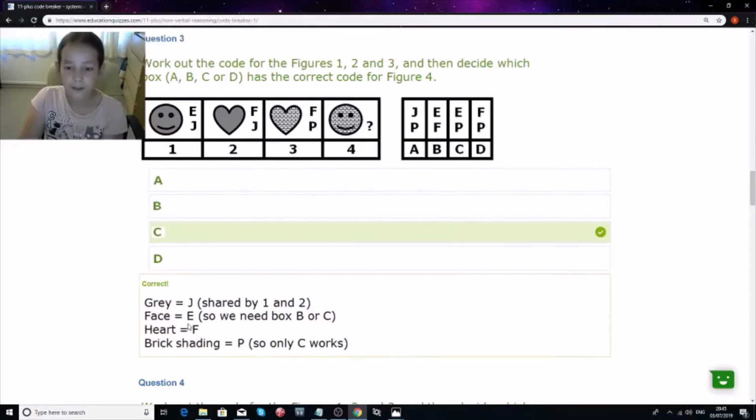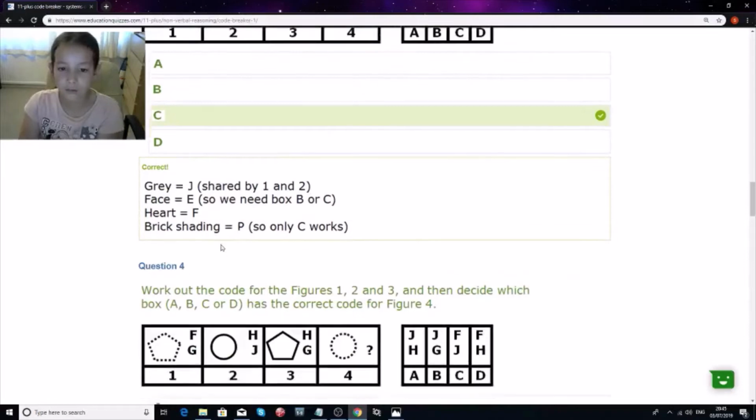Face equals E, so we need box B or C. Heart equals F. Brick shading equals P, so only C works. Question 4.